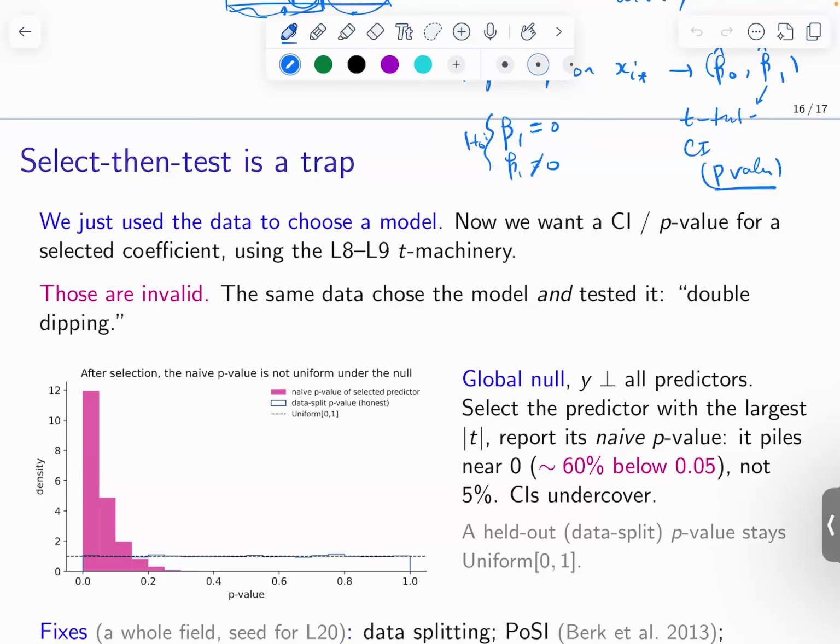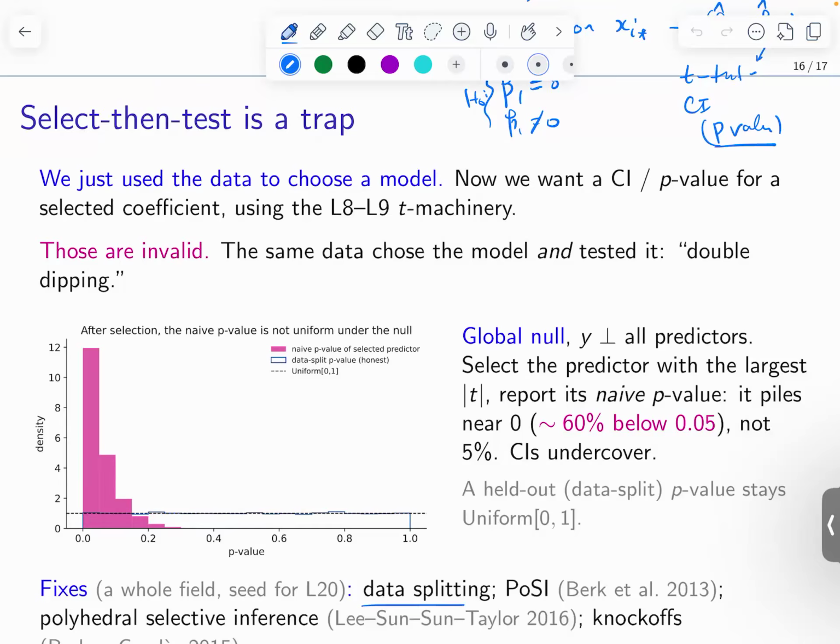And towards the end, I mentioned this idea that once you select a model, if you then try to do some sort of inference, like a confidence interval or t-test or an F-test or something like that, these will all be wrong in the sense that none of this would be valid. The easiest way to see it is to do this simple experiment: pick a y and pick a bunch of predictors, all independent. So the model is actually null. There's nothing there.